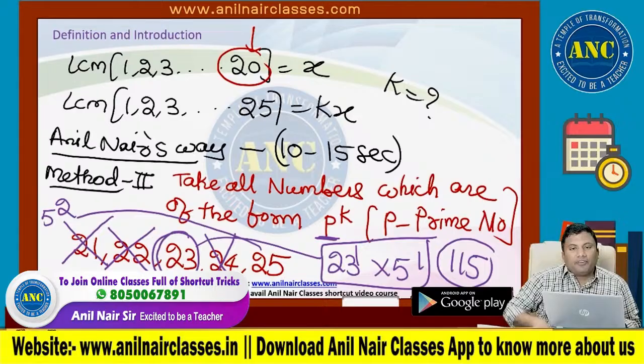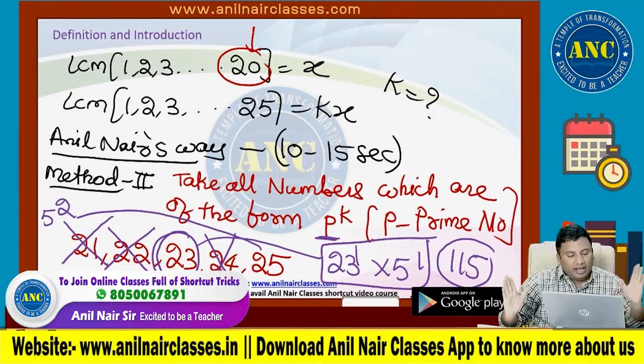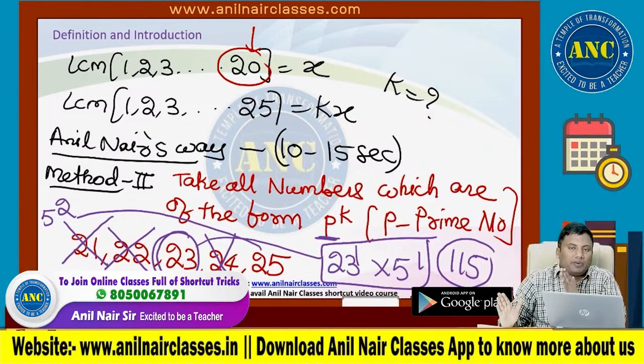Again I am explaining. Till 20 it is given in the question. But we need to find out till 25. I want till 25. Write all the numbers after 20 in sequential order.